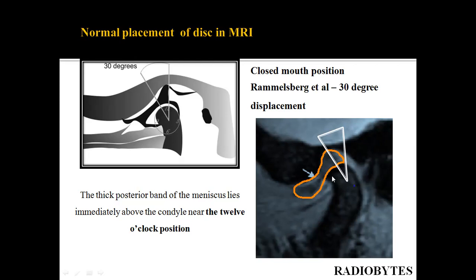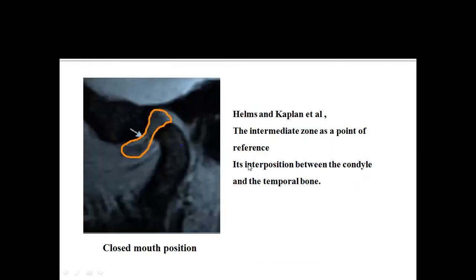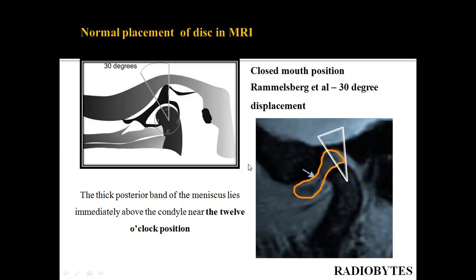In the MRI image, you can see, again, this is considered to be the long axis of the head of the condyle. This posterior band here is approximating at the 12 o'clock position. So it is considered to be normal in this case. So this is with the placement of disc based on the degrees.